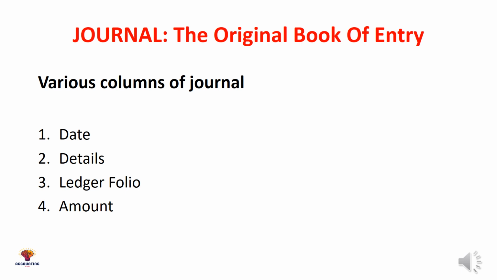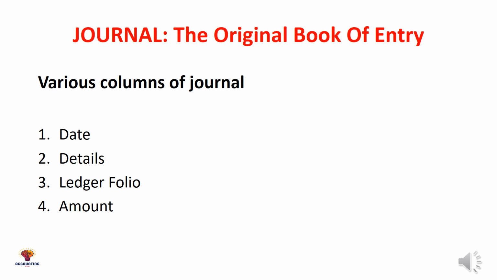Now we will discuss various columns used in journal. These are various columns which are used in journal. You must know about these. Number 1, date. Number 2, details. Number 3, ledger folio. Number 4, amount. Now we will discuss these columns in detail.